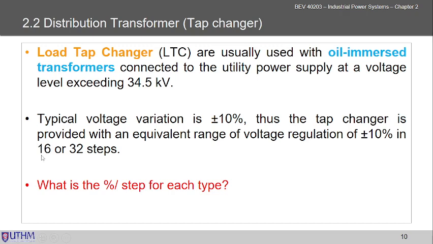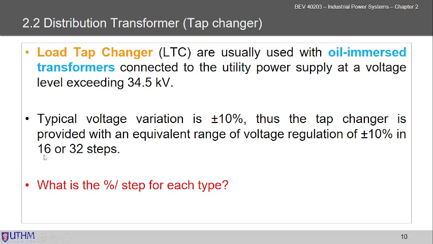So that's why the steps are more than the off-circuit tap changer. Normally it consists of 16 or 32 steps. So you can calculate, let's say, in 16 steps of the load tap changer, one step is equivalent to how many percent? Okay, don't forget it is plus minus. That means you have plus 10 and minus 10. So altogether it is 20%. Plus 10% and minus 10% at the bottom side. So in total you have 20%.